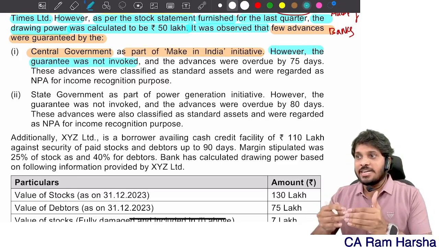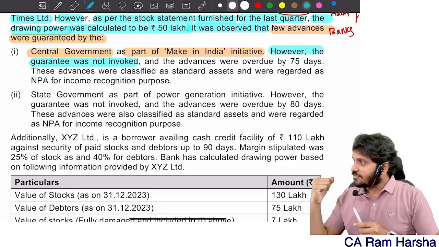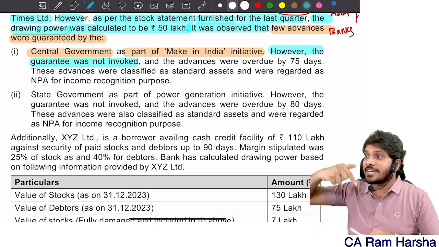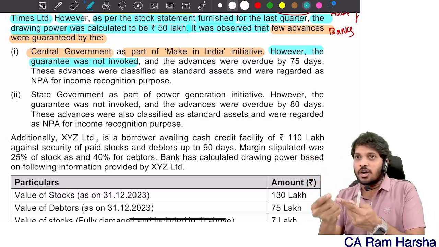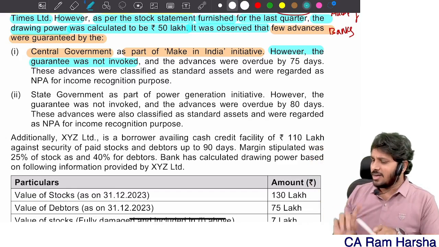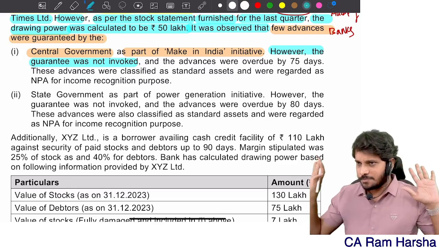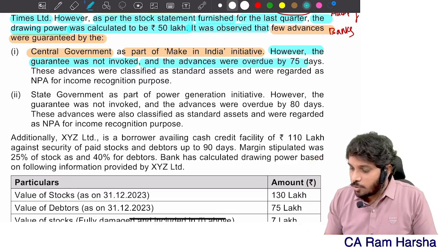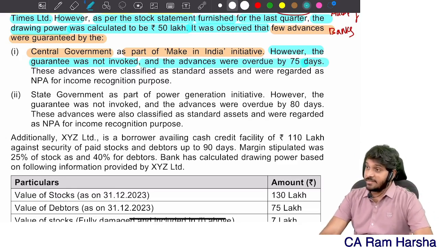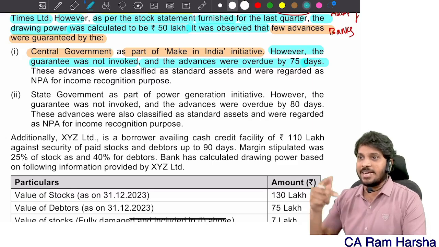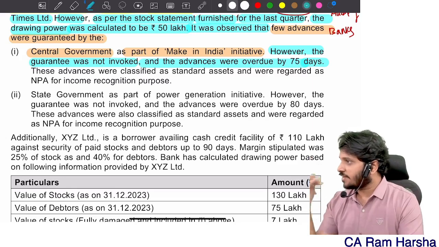Invoked means what? Suppose I give a guarantee on behalf of a friend to a third party. If the friend does not repay, the third party invokes the guarantee on me, meaning, he didn't repay, you pay me now. That's called invoking. Right now, the central government guaranteed advance is there, the guarantee is not yet invoked, and the advances were overdue by 75 days. Guarantee not invoked has another meaning also: the guarantee is not cancelled, it is still active. That is another context.